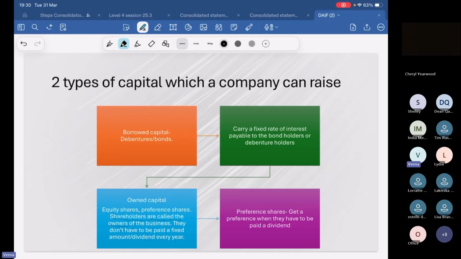So how does the company have an advantage? The company does not have a fixed cost towards the shareholders, unlike the debenture holders. The debenture holders or the bond holders are like the borrowed capital. When you borrow something, you have to pay a regular interest. Whereas with owned capital, they don't have to pay a dividend every single year. If the company makes a profit, it is their choice whether to give a dividend or not. It is not mandatory to pay the dividend.